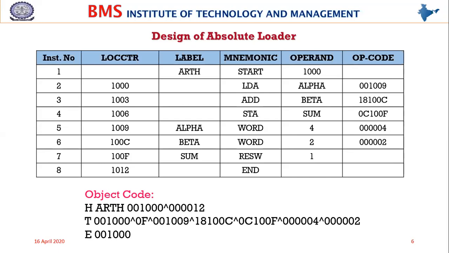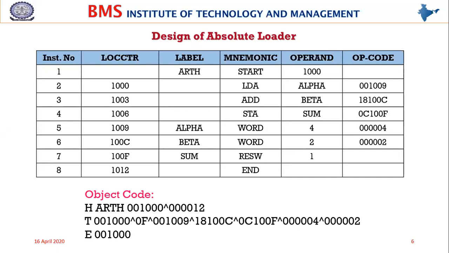And we have three declarations: alpha, beta, sum. Alpha is a word which is a constant whose value is 4. Beta is a word which is an integer constant whose value is 2. We have not declared them as variables, meaning we are just doing 4 plus 2. Our intention is not about writing the program. Our intention is to understand how the absolute loader works. The sum is an integer variable of size 1, meaning it consumes 3 bytes.